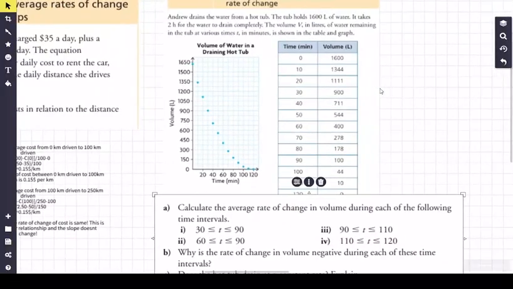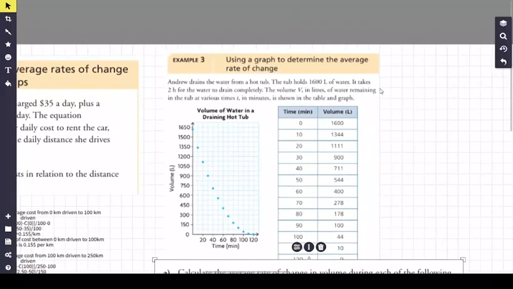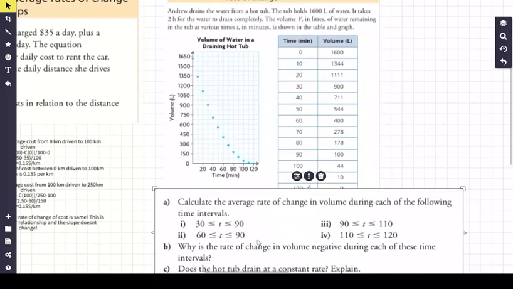algebraic solution. So Andrew drains water from a hot tub because he thinks it's too hot. The tub holds 1,600 liters of water. It takes 2 hours for the water to drain completely, and the volume in liters of water remaining in the tub at various times t in minutes is shown in the table and graph. So they graphed it for us. As time goes on, less and less water gets drained.